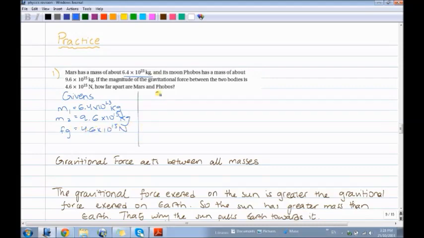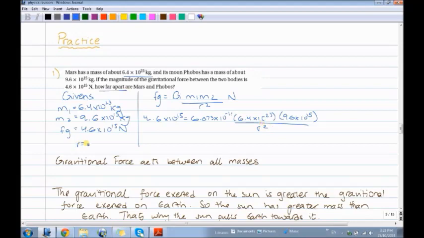Now let's first apply the formula. Fg equals G constant, mass 1, mass 2 over R squared. And don't forget that the unit is newtons. Now we have Fg, which is 4.6 times 10 to the power of 15, G constant, which is 6.673 times 10 to the power of negative 11, M1, which is 6.4 times 10 to the power of 23, then 9.6 times 10 to the power of 15, over R squared. Here they're asking how far apart, so we need to find the radius.